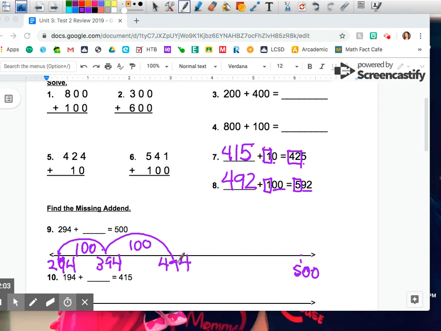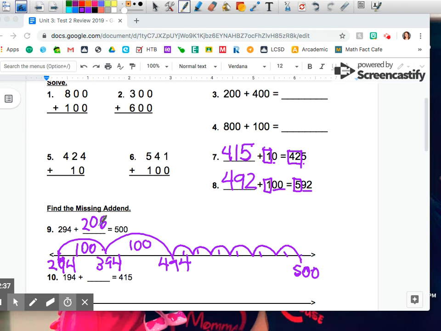Another 100 would get me to 594. That's too much. So if I move 10 more, that's going to get me to 504. That's still too much. So I have to move by ones. So 494, 495, 496, 497, 498, 499, 500. So all of these were hops of 1. Now I've got to look and see what did I add to 294 to get to 500. Well, I had 2 leaps of 100, I had 0 10s, and then 6 hops of 1.